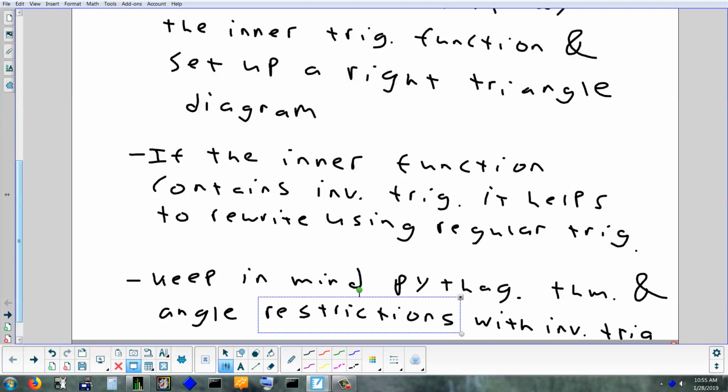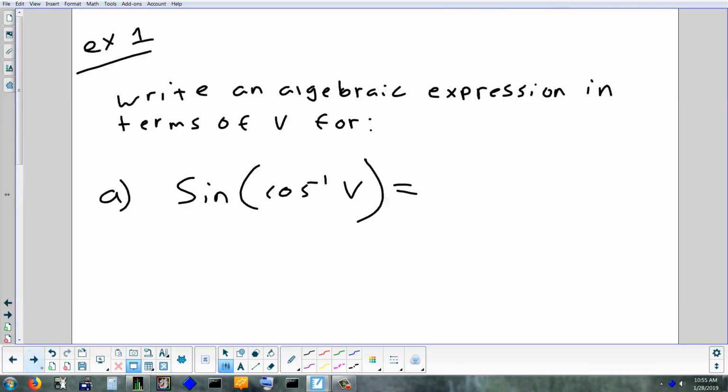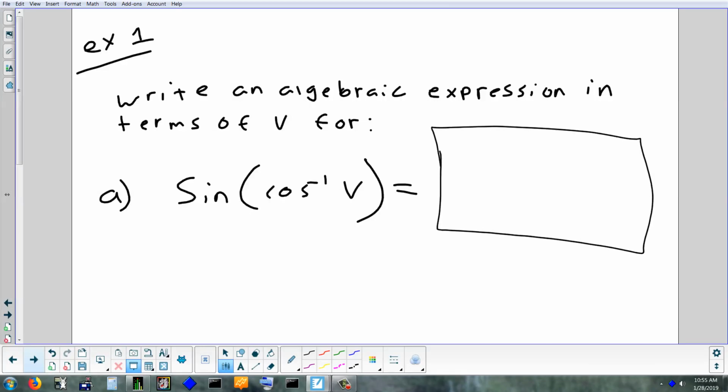All right, so let's start looking at an example. Okay, so when we're done, inside that box is going to be a formula. It might be a fraction, might not be, but it's going to be a formula with just v. It'll be like v squared plus v divided by 3. Okay, something like that. Maybe there's a square root. But the point is the sine and inverse cosine are going to be gone.